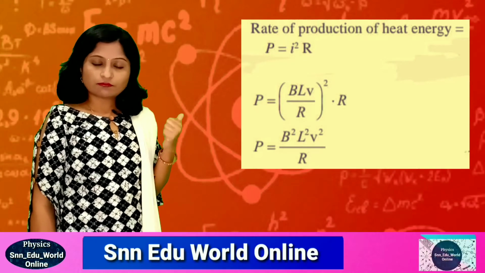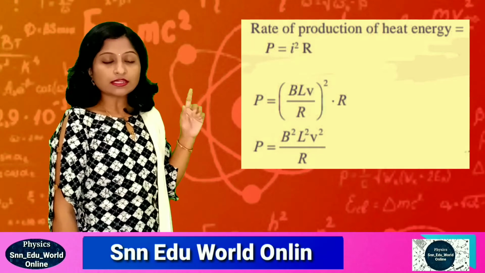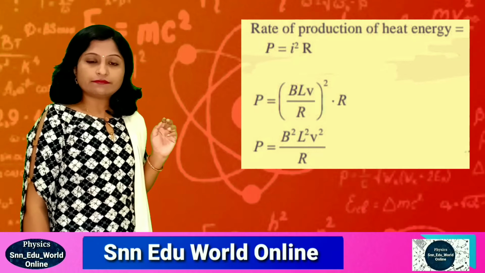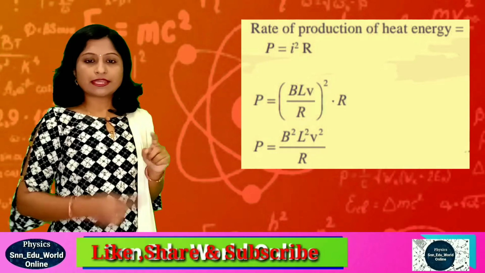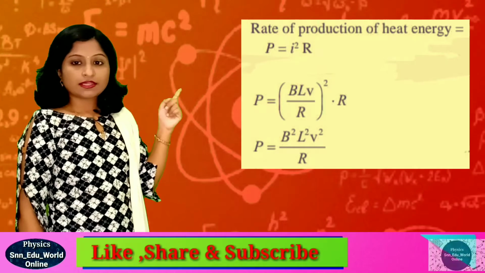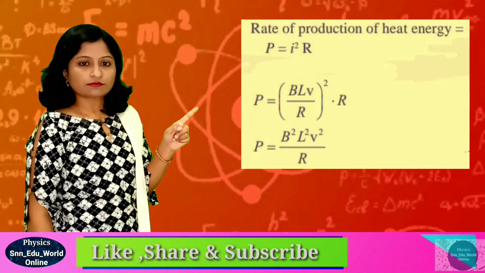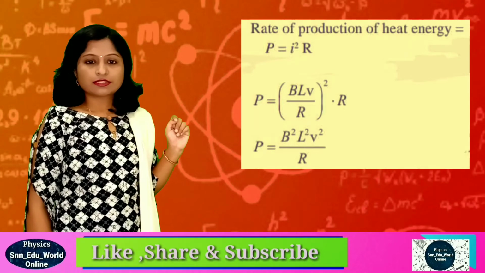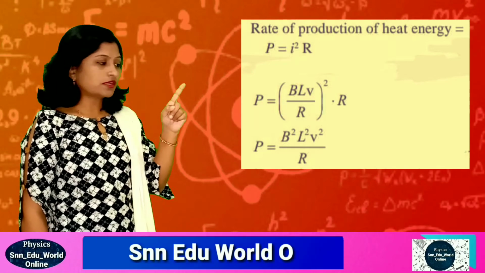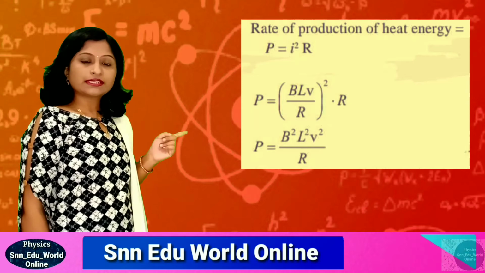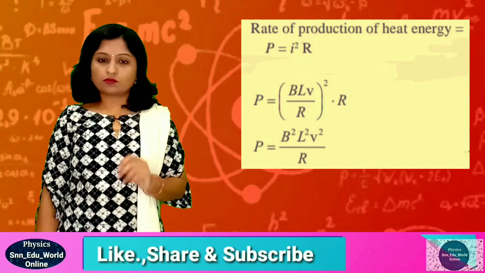Now we know what I is. We have already found the current in the coil in the earlier equation: I is equal to BLV divided by R. So I square is BLV divided by R, whole square, into R. When we solve this bracket, we get B square L square V square divided by R square into R. So one R gets cancelled. So here we get the power as B square L square V square divided by R only.